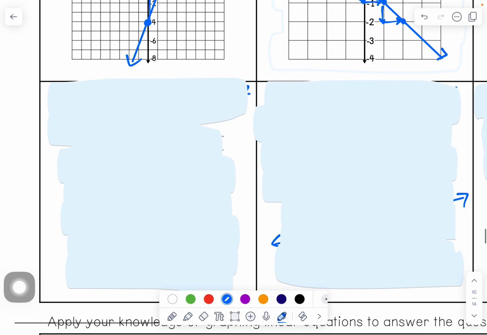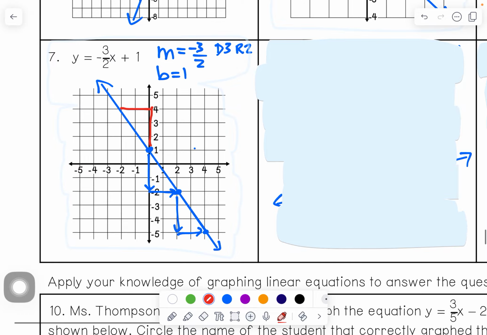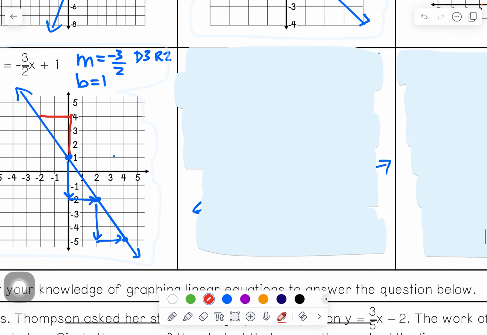All right, what about number 7? Okay, so -3/2 is my slope. So that's down 3, right 2. Looks like my b value is at +1. All right, so I go down 3, right 2. I can do that twice. Don't forget, if I didn't have enough room, I could always reverse those and go up 3, left 2. Still works. All right, still puts me right back on my line. If you got that, great. If you didn't, copy that down.